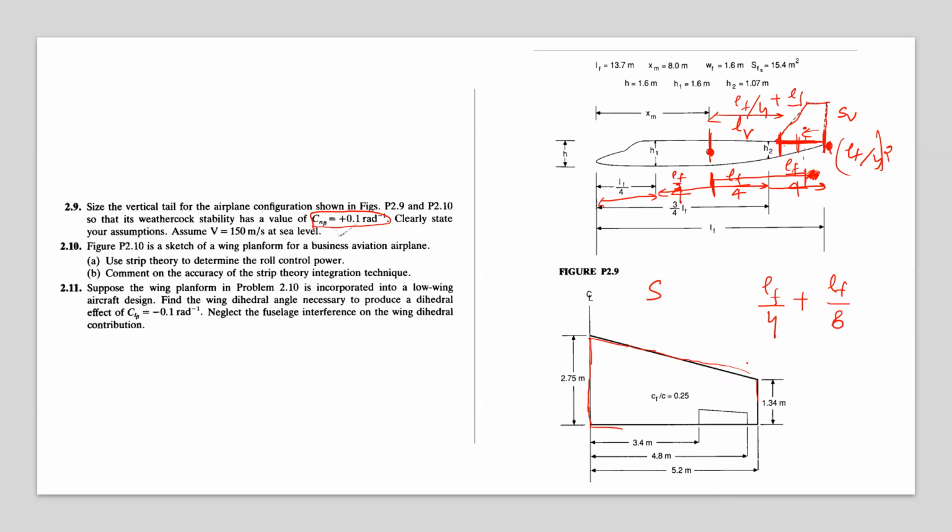Is everyone clear about how we decided on LV? We're just saying that this is LF by 4, and the remaining part is also LF by 4. We just make it half. It should be at the center somewhere. That's how we have decided on LF by 4 plus LF by 8, and that is LV. Now, what is LF? LF is given to us as 13.7.